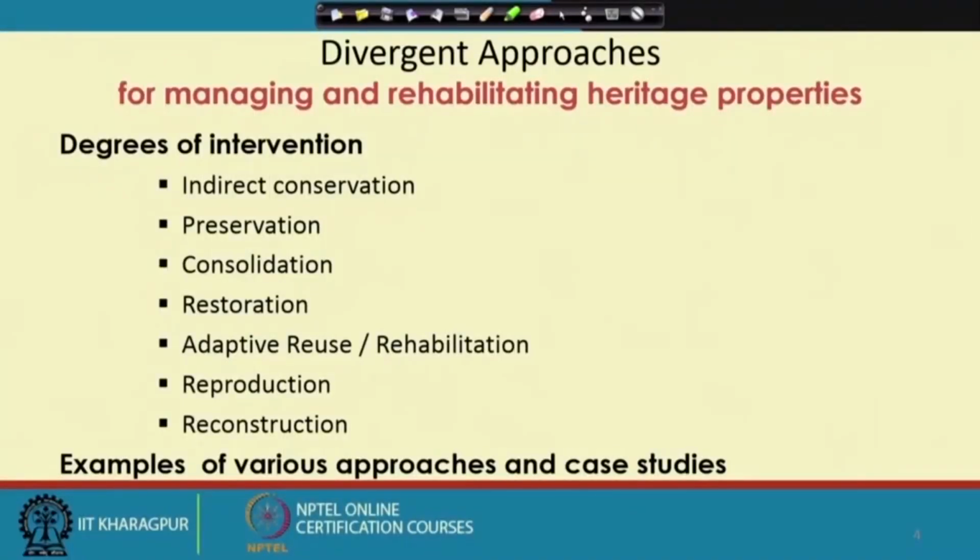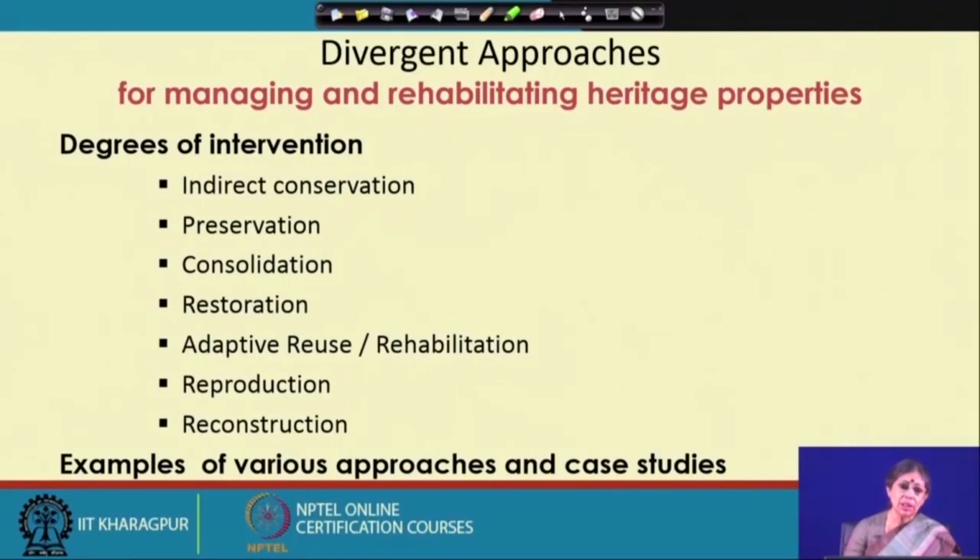Then there are also other terms, reproduction and reconstruction. There are very world famous, international examples of reconstruction. We will talk about what it actually means, what it signifies, under what situation we take this decision to go for this approach. And in this process we would like to see what the basic terminologies and approaches are. So, rather than terminologies, I would like to mention these as divergent approaches under the broad umbrella of the term conservation.